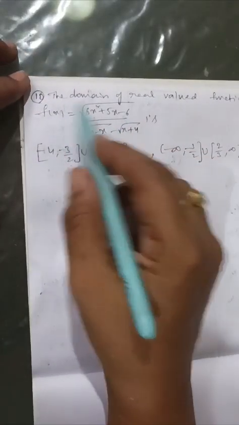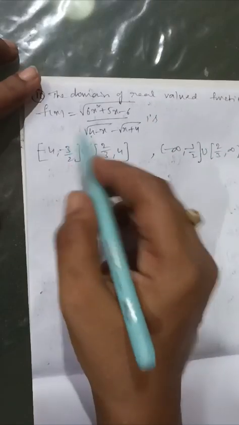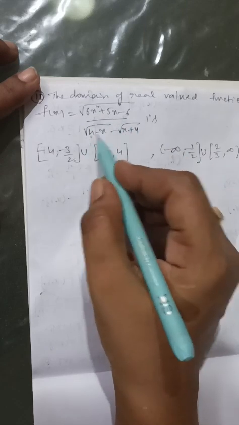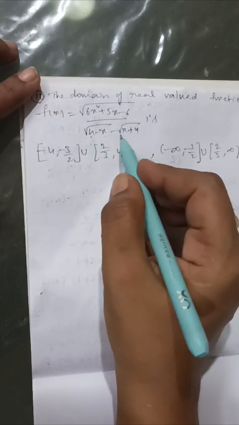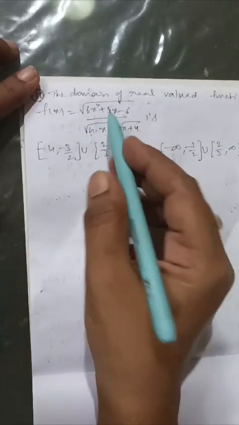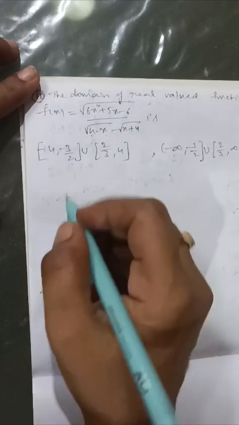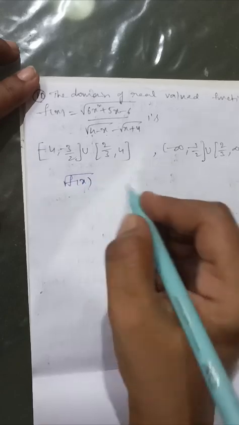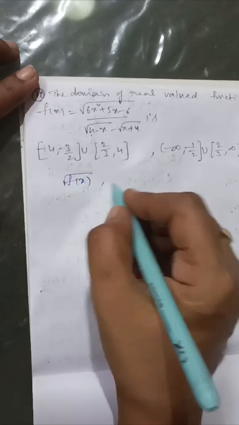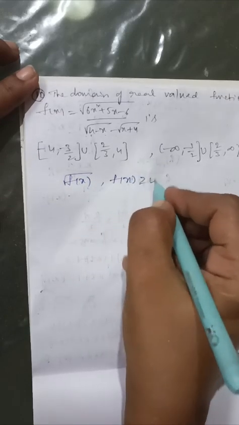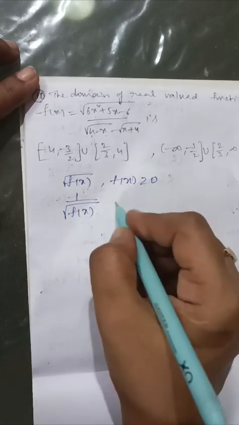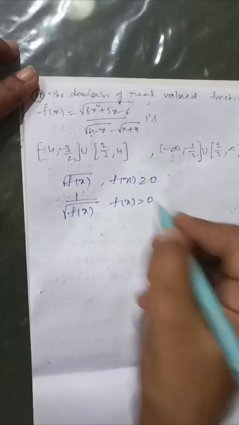Next question: the domain of the real valued function f of x equal to root over 6x square plus 5x minus 6 upon root over 4 minus x minus root over x plus 4. These are the options. So here there are three roots, and I already explained about the root of f of x function. When the function is in terms of root f of x, f of x must be greater than or equal to 0. If it is in the denominator, then f of x must be just greater than 0.